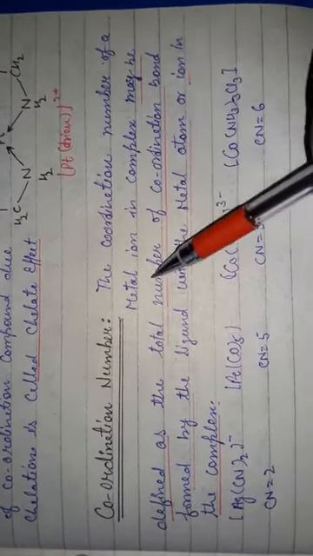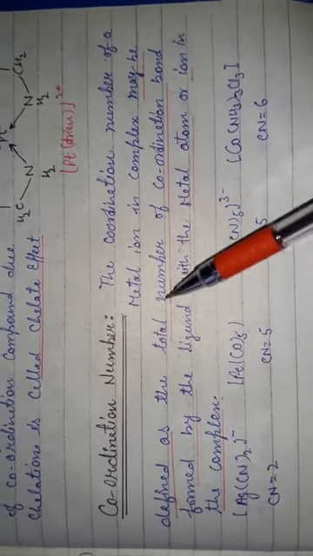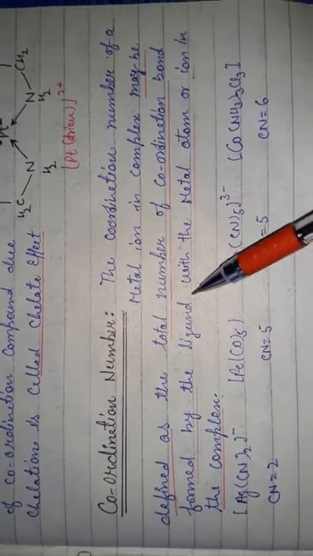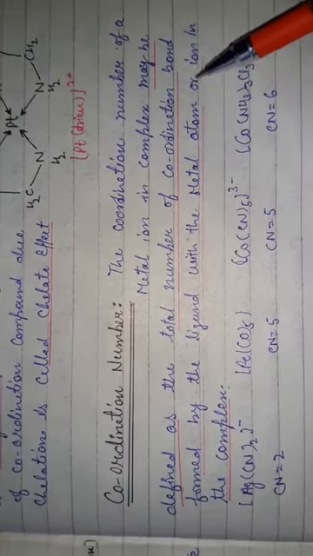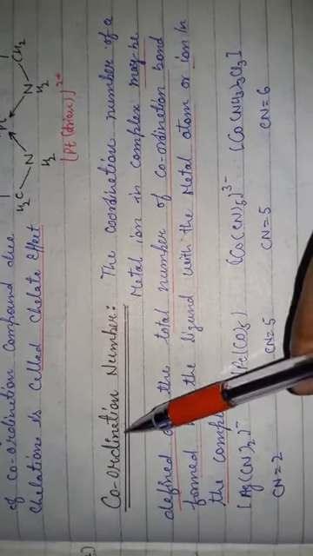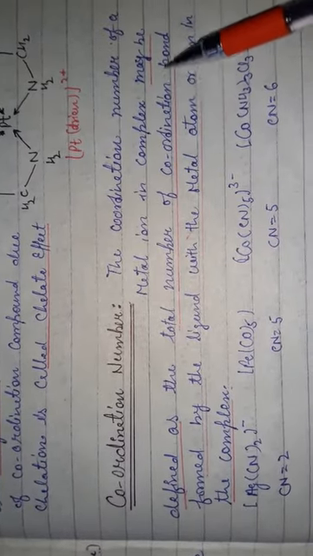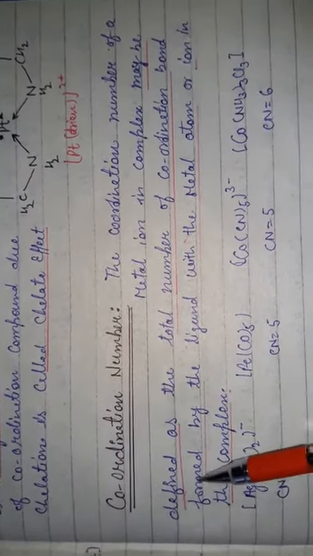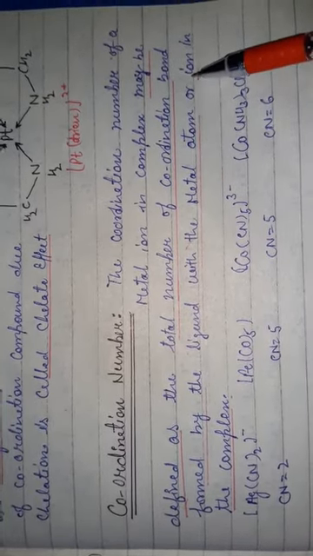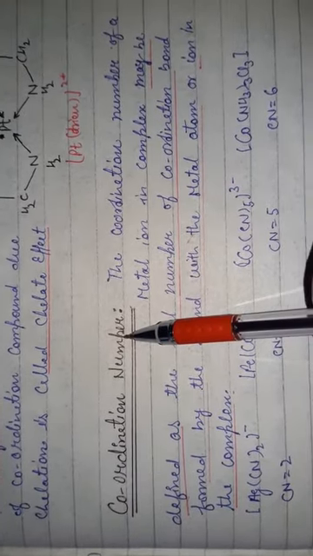Next is coordination number. The coordination number of a metal ion in a complex may be defined as the total number of coordinate bonds formed by the ligands with the metal atom or ion in the complex. This is known as the coordination number. I repeat, the total number of coordinate bonds formed by the ligands with the metal atom or ion in the complex is known as the coordination number.